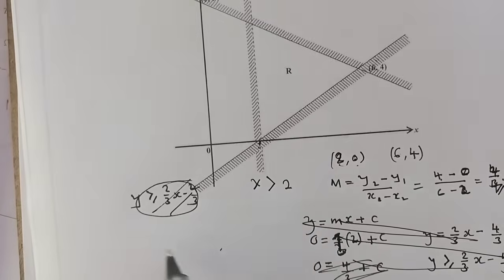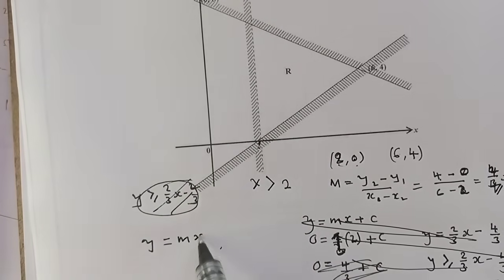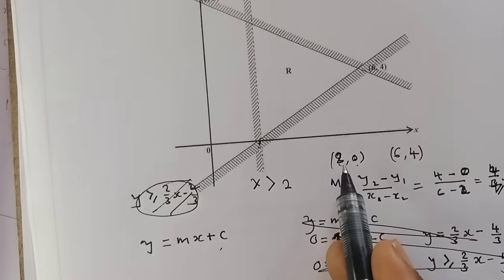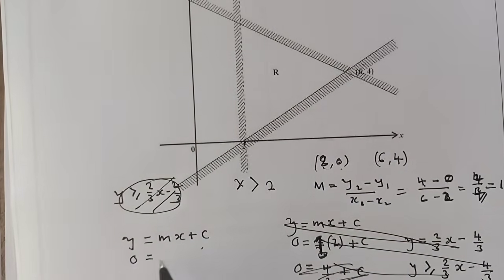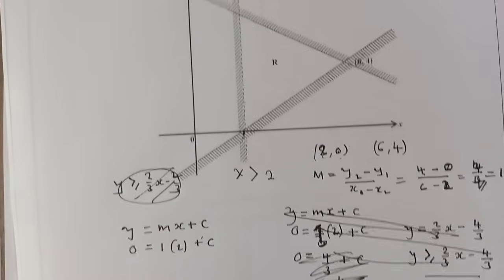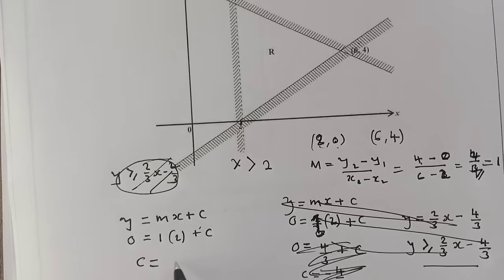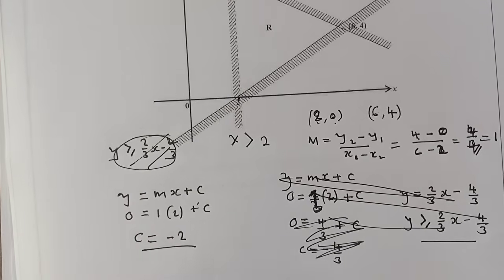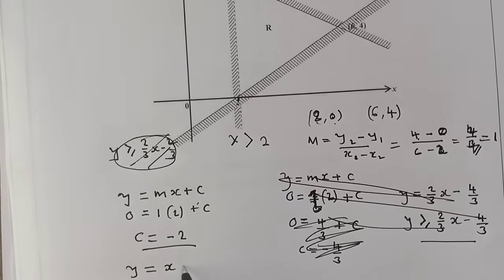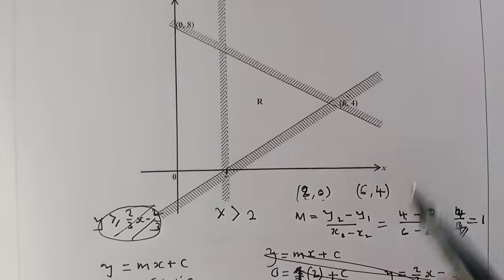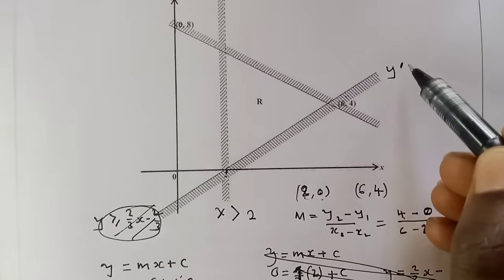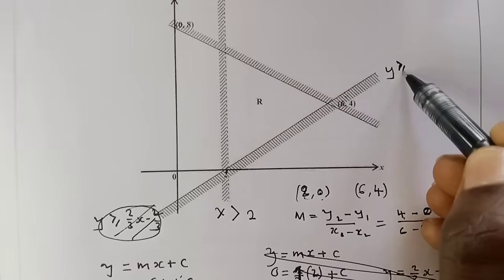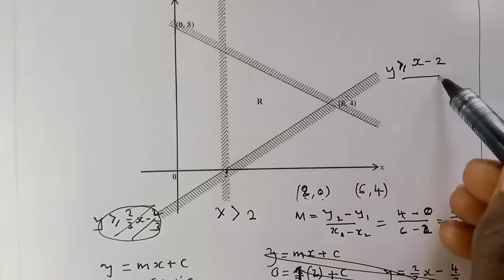You write here y is equal to mx plus c. So our y is 0, our gradient is 1, we just found 1, x is 2 plus c. Okay, so when we work out things here, we'll find that our c will be equal to negative 2. Then y is equal to x minus 2. So this line is y is greater or equal to x minus 2. So this is a solution.